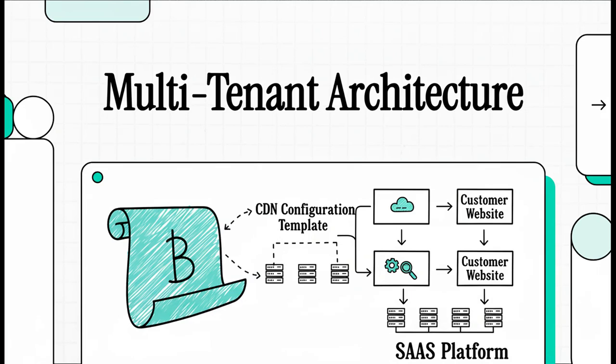Okay, let's talk about a challenge that just about every SaaS provider runs into eventually: managing your content delivery network, your CDN, when you're scaling up. A CDN is all about getting your content to users faster, but when you go from a handful of customers to hundreds or even thousands, managing all those configurations becomes a massive headache.